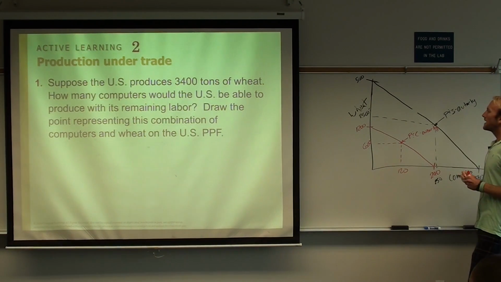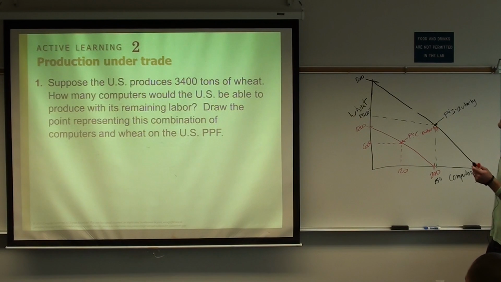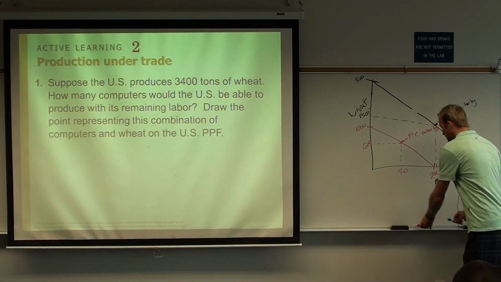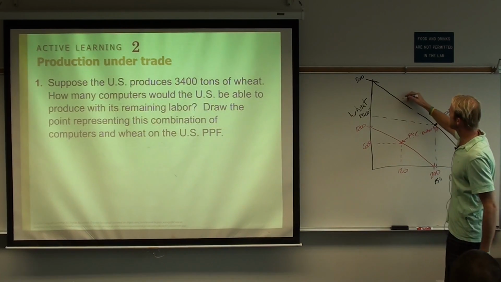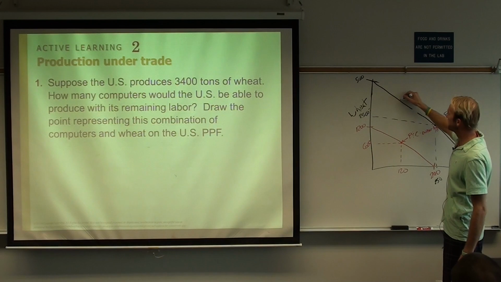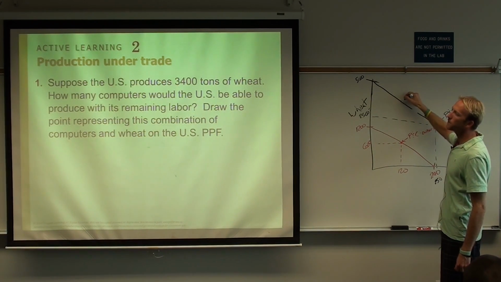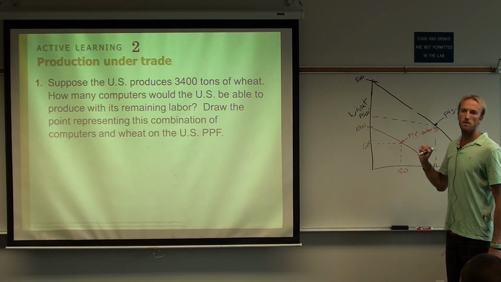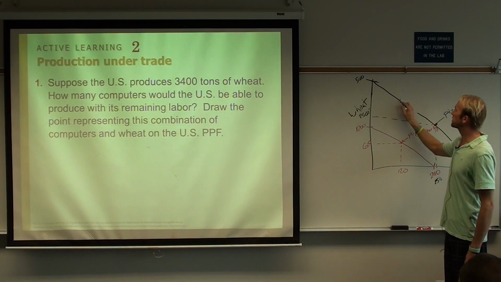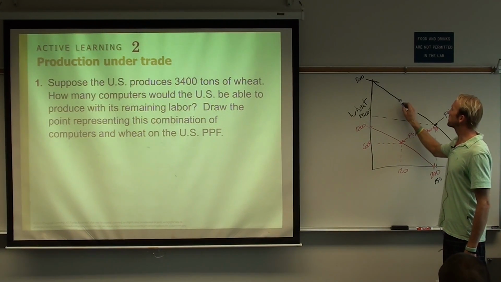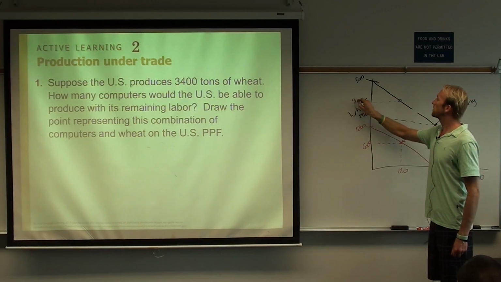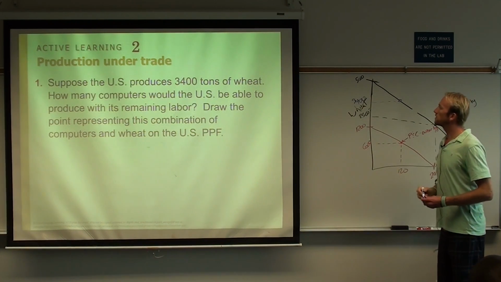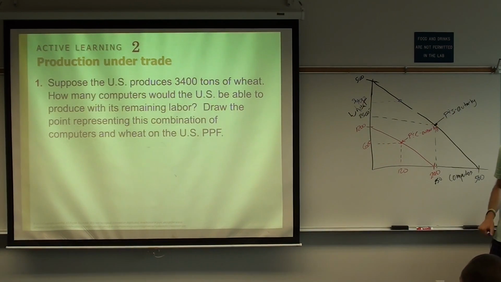for the United States. Now let's suppose, however, that they produce 3,400 tons of wheat. Okay? So we're not at this solution anymore. We're going to produce 3,400 tons of wheat, so we're maybe here somewhere. How many computers is the United States able to produce with 3,400 tons of wheat? Here somewhere, 3,400. How would we figure that out?